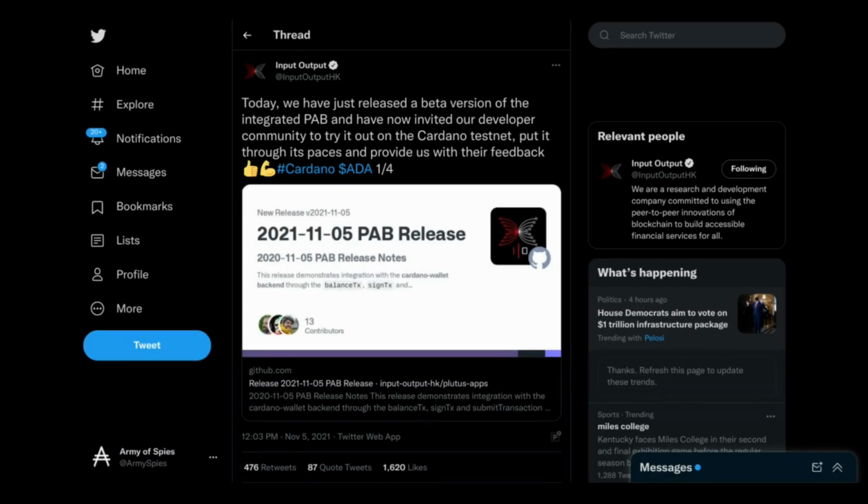Here it is, guys. The big item, 2021-11-05. The PAB release. Apologies to everybody in every other part of the world where the day comes before the month. I apologize. I know that's super confusing, but this is the big deal. The PAB is finally here.